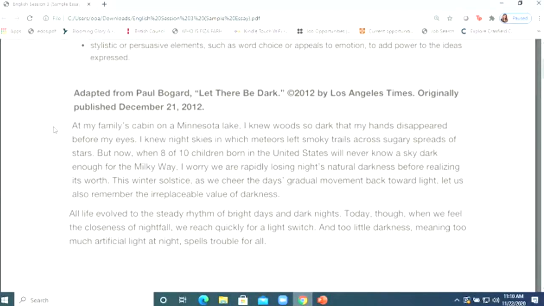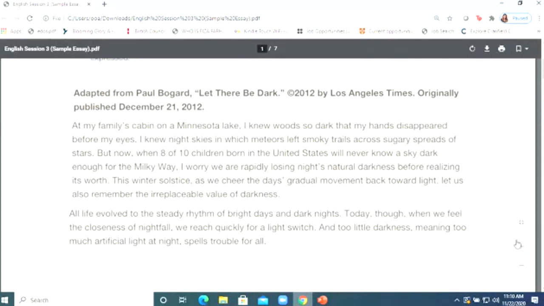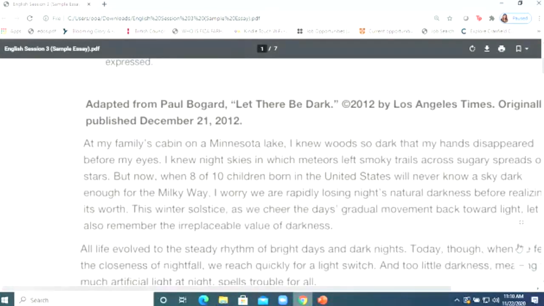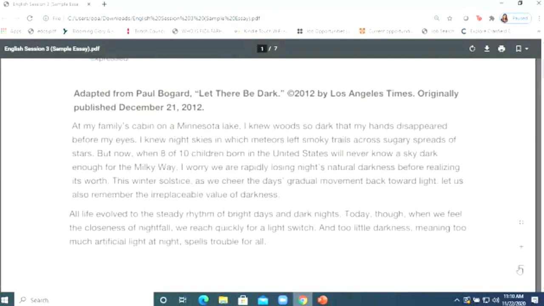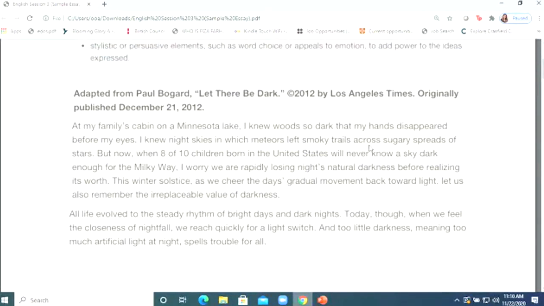It begins over here. And of course, you're going to read the passage before you do anything else. At my family's cabin on a Minnesota lake, I knew woods so dark that my hands disappeared before my eyes. I knew night skies. Sorry, let me zoom it. I knew night skies in which meteors left smoky trails across sugary spreads of stars. Notice the word sugary. Now, this is an example of vivid language, it's a metaphor.